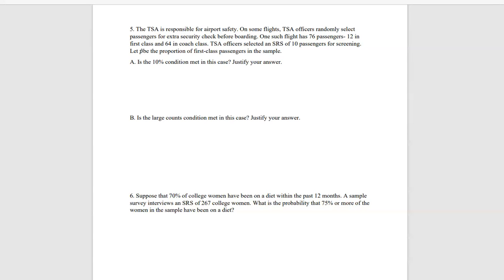All right, the TSA is responsible for airport safety. On some flights, TSA officers randomly select passengers for extra security before boarding. One flight has 76 passengers, 12 in first class and 64 in coach. The TSA officers selected a simple random sample of 10 passengers for screening. Let P hat be the proportion of first class passengers in the sample. Is the 10% condition met? Justify your answer. All right, first, tell me, what is the 10% condition for?